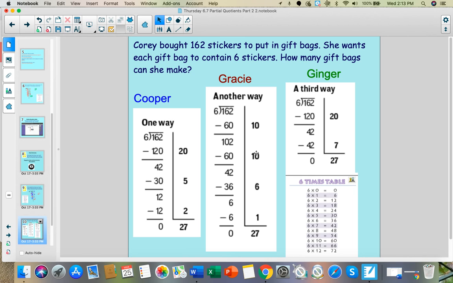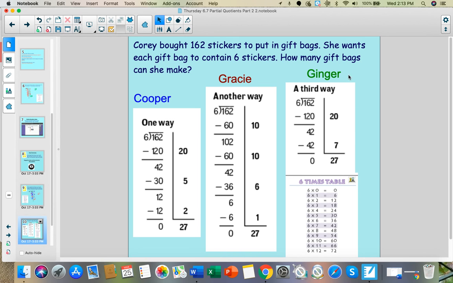And she said, I'm going to do another 10. And then she did 102 minus 60, got 42. She said, okay, so if I can't do it, she said 6 times 6, then she did 6 times 6, got 36. And she got a 6. And then she said, I'll do 6 times 1 is 6. So she got it in 1, 2, 3, 4 steps. She got 24. So Gracie did it nice and easy.